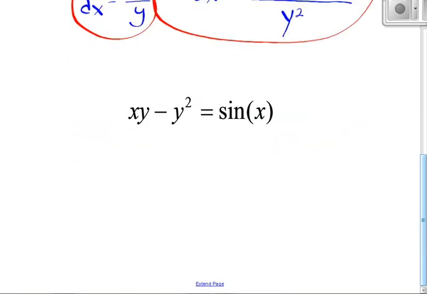Now this equation, it's just my quick little example, you actually can solve for y here, but I have to use the quadratic formula. And a would be -1, b would be x, and c would be this function sine of x. And it's pretty ugly. So it's a lot easier. Why don't we just take the derivative as written?